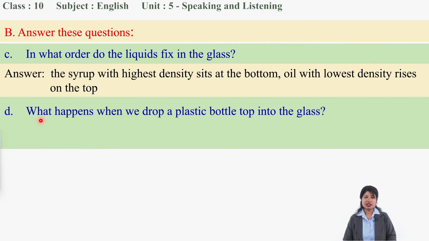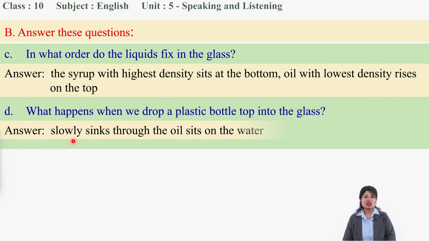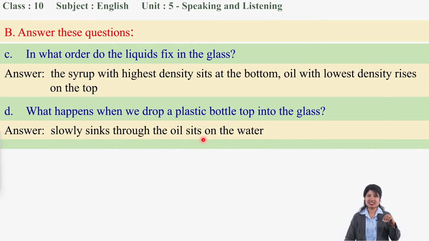Then question D. What happens when we drop a plastic bottle top in the glass? What is the answer? Okay, here it goes. It slowly sinks through the oil and sits on the water. So the top layer is of oil, right? So the plastic bottle top sinks through the oil and sits on the water.